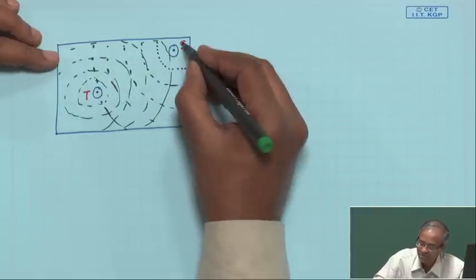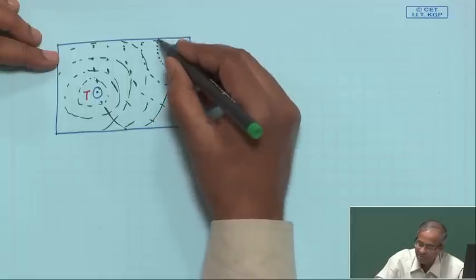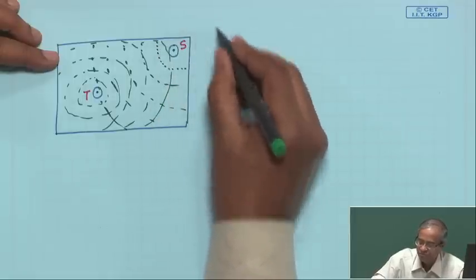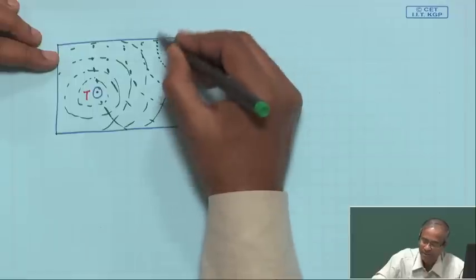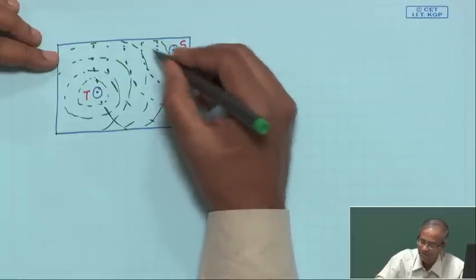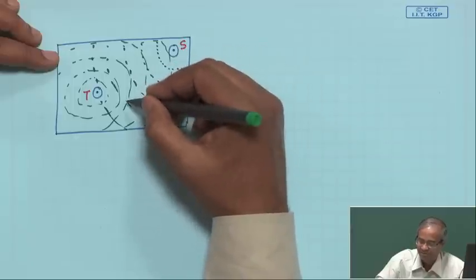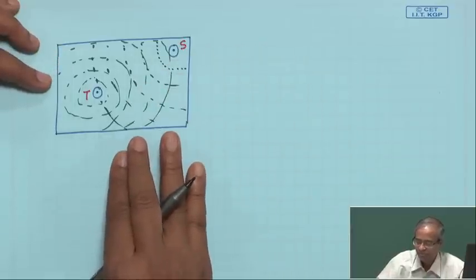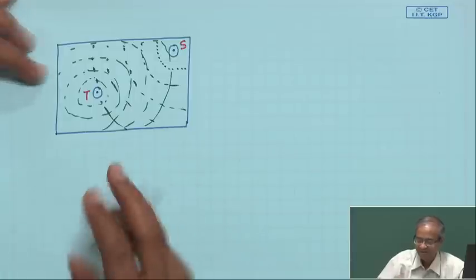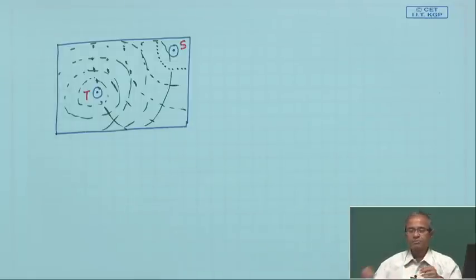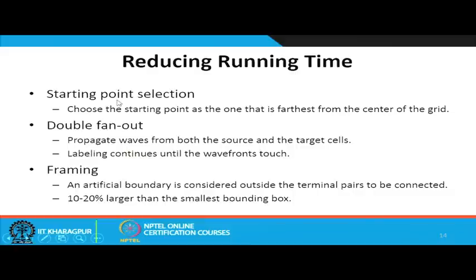Because when you start with S, you are in a corner, you are only restricting yourself to these 90 degrees, the remaining 270 degrees you are not propagating the wavefront. So, the number of cells you are labeling in this case will be much less. So, your algorithm will be running much faster. The running time will be proportional to the number of cells you are labeling, because the more cells you label, during the retrace phase also you will have to scan that many cells in the worst case. So, this is the first one.